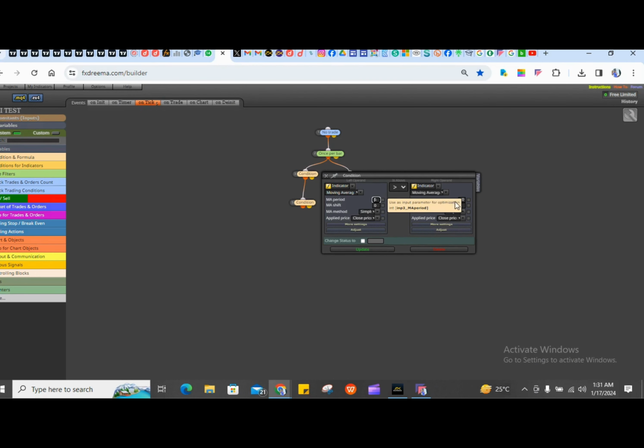Let's use the 150 moving average. As you all know, I love the 150 moving average. A lot of people use the 200 moving average, which is fine. It's not bad. But I use the 150 moving average. So you put 150 here, then you come down to MA method. I love to use exponential. I don't use simple. So you put it on exponential.